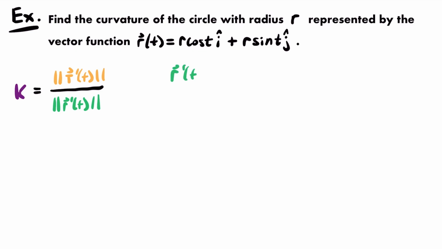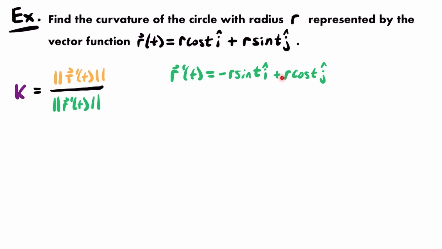r prime of t will be equal to the derivative of these two components, and the derivative of cosine is a negative sign, so we'll have negative r times sine t, and that's multiplied by i, and then the derivative of sine is cosine, so we'll have plus r cosine t times j.